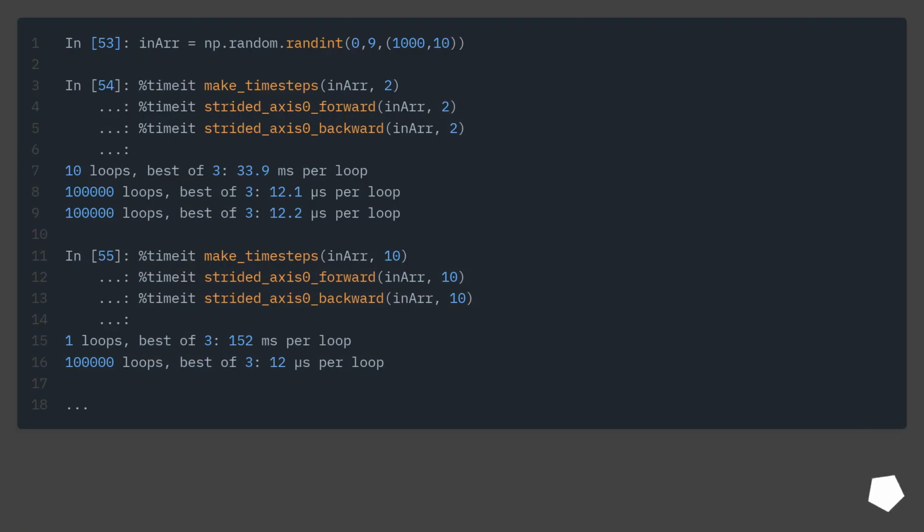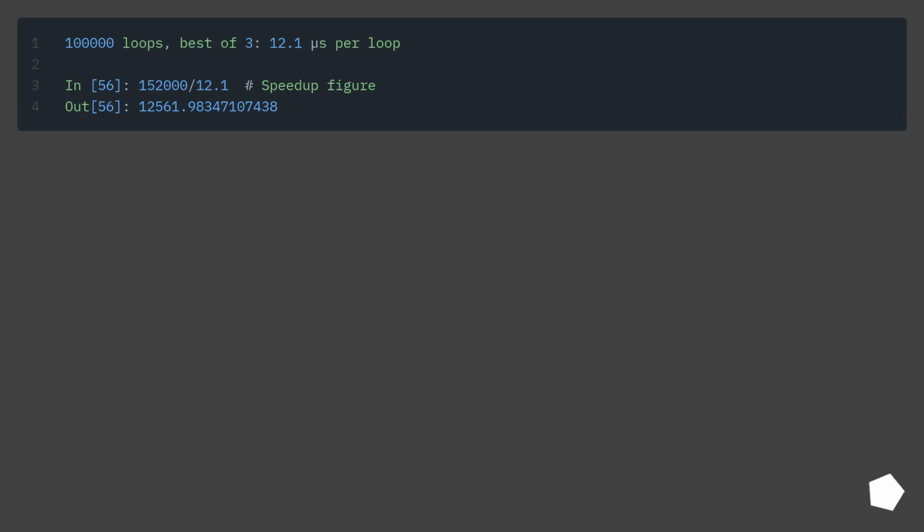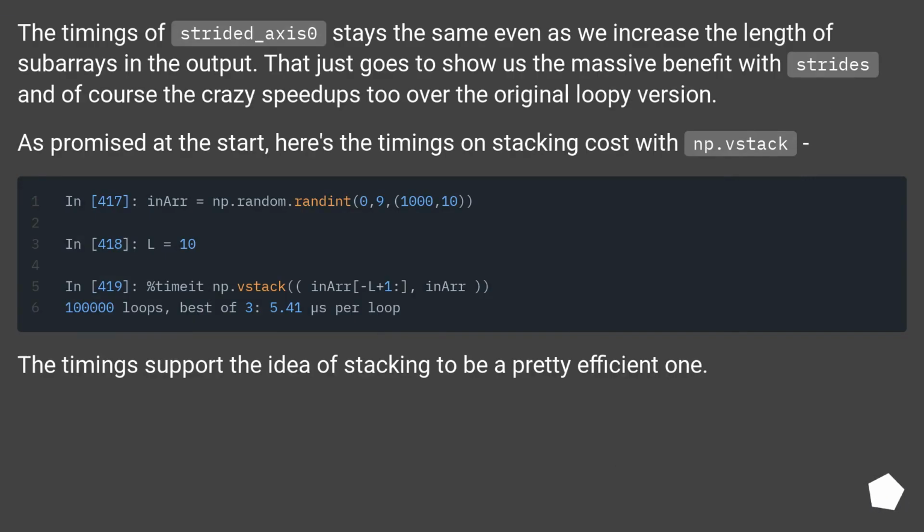Runtime test. The timings of strided_axis0 stay the same even as we increase the length of subarrays in the output. That just goes to show us the massive benefit with strides and of course the crazy speedups too over the original loopy version.